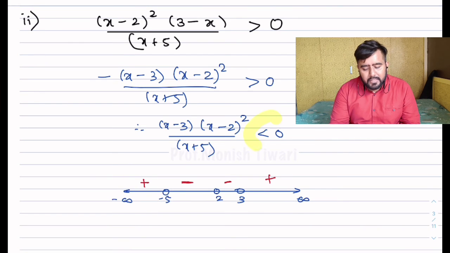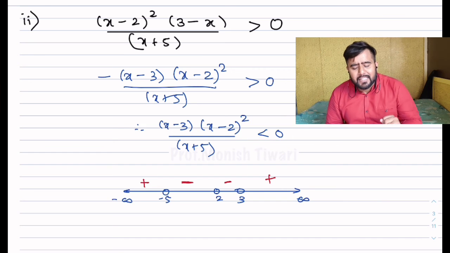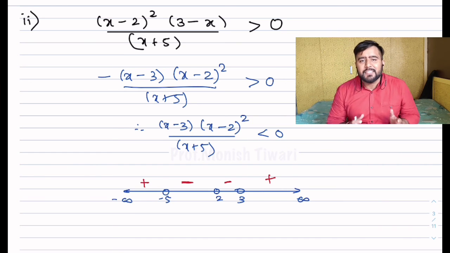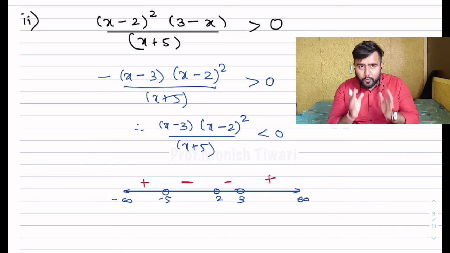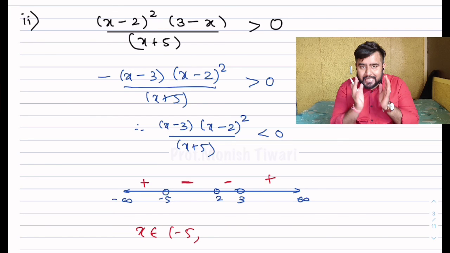Now, next part is observing this. It is less than 0. Now, what do you mean by less than 0? Less than 0 means negative. So I have to focus on the sections where the values are negatively marked. So this is the part and this is the part. So I will be writing this answer as x belongs to, say, minus 5 to 2, round bracket, union 2 to 3. So this is our answer.